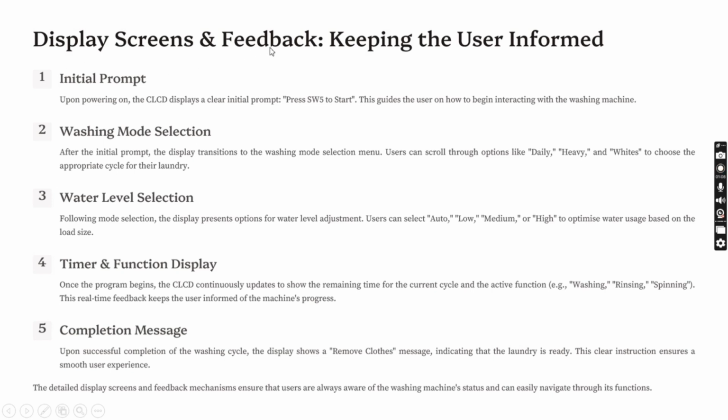The display screens, feedback and keeping the user informed. Initial prompt: upon powering on, the CLCD displays the clear initial prompt, press switch 5 to start. This guides the user on how to begin interacting with the washing machine. Next is the washing mode selection, then water level selection, the timer and function display, and the completion message. I will show the demo video.